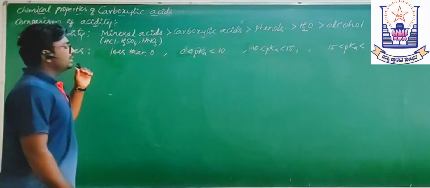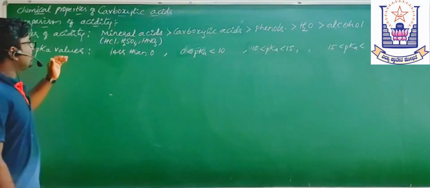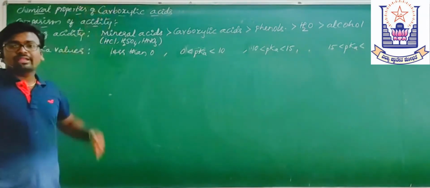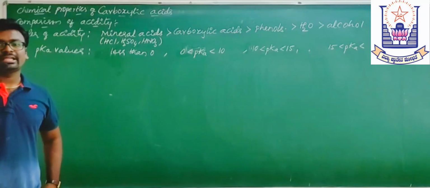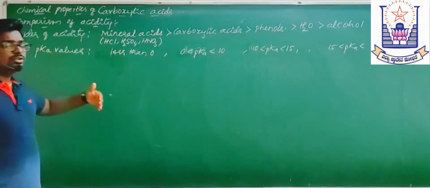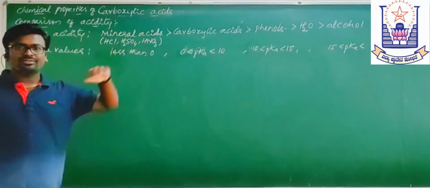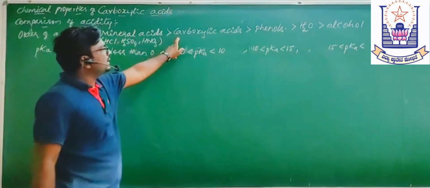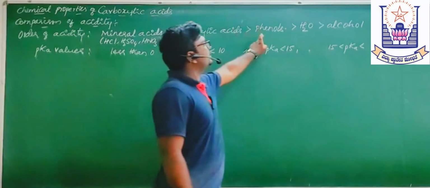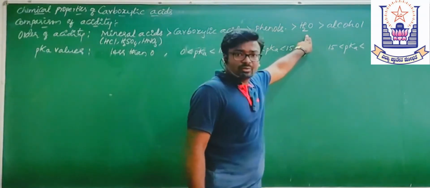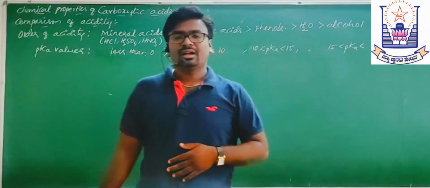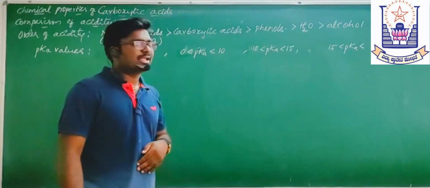What you are observing is that when the pKa value is less, it is a strong acid. You need to remember this order of acidity. Mineral acids are stronger than carboxylic acids. These are stronger than phenols. Phenols are stronger than water, and water is more acidic than alcohol. I will tell you why.